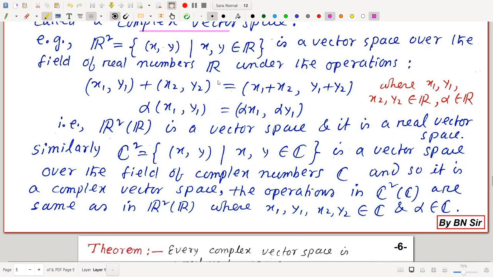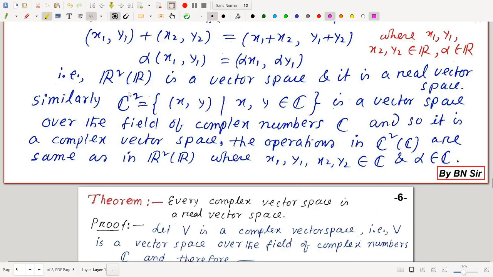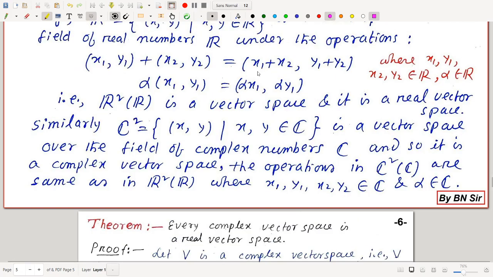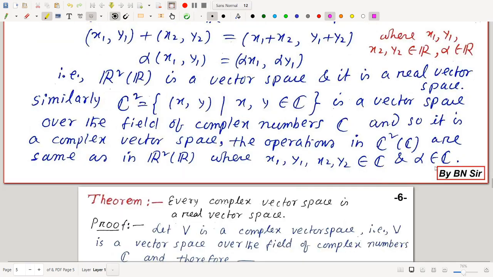Now we are just citing the example. R square bracket R is a vector space and it is a real vector space because it is over R. Similarly, C square, that is C cross C, where C is the set of all complex numbers. The Cartesian product of C with itself, C cross C, is the set of ordered pairs x comma y, where x, y are complex, and it is a vector space over the field of complex numbers C, and so it is a complex vector space. The operations in C square bracket C are the same as in R square bracket R. Only x1, y1, x2, y2 you have to take from the complex field C and alpha from C.